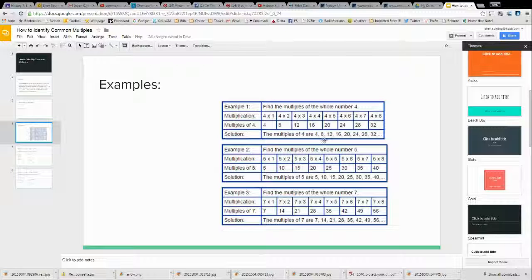So the multiples of 4: 8, 12, 16, 20. So it's really just the skip counting that you are used to. So the multiples of 4 are those numbers there. The multiplication sentence is this. I'm not going to ask for that on the test. I'm just going to ask for the next multiples. You need this, the solution.